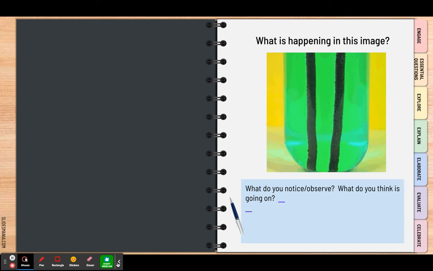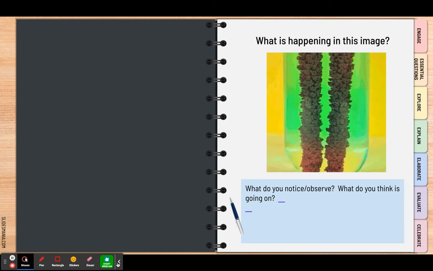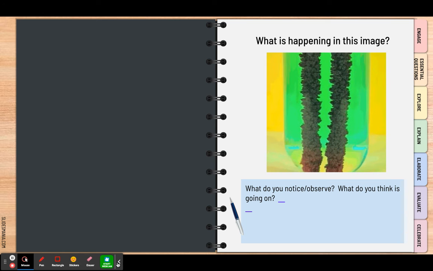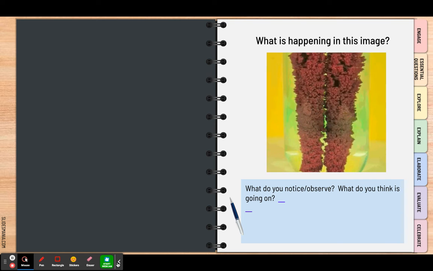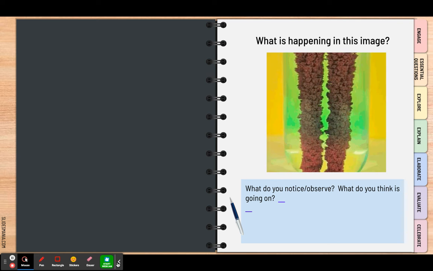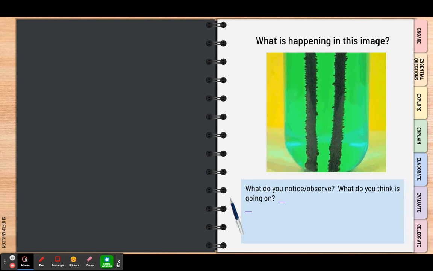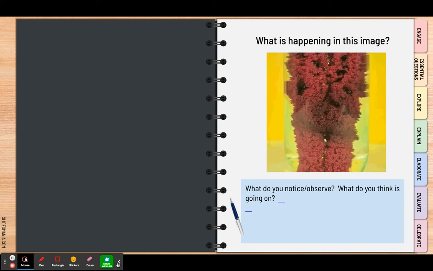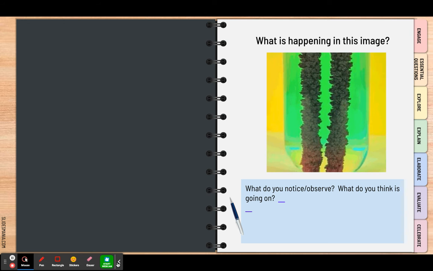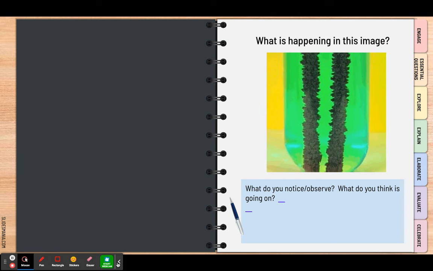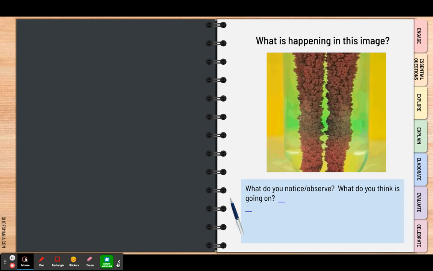Take a look. What do you think is happening in this image? What do you see with your eyes? And what might be happening at the atomic level to make this occur? Okay, we're going to come back to that. In fact, you're going to be doing a lab and studying a similar experiment tomorrow.